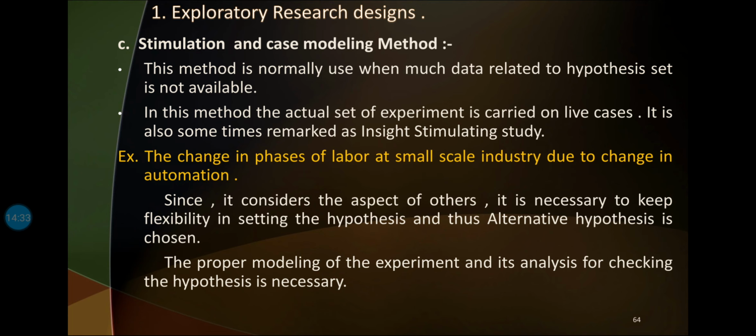Now, what is a hypothesis? Again, it is the assumption, it is the probable outcome expected, and thus an alternative hypothesis is chosen. An alternative hypothesis gives you the broader option of choosing one out of the two. The proper modeling of the experiment and its analysis for checking the hypothesis is necessary.